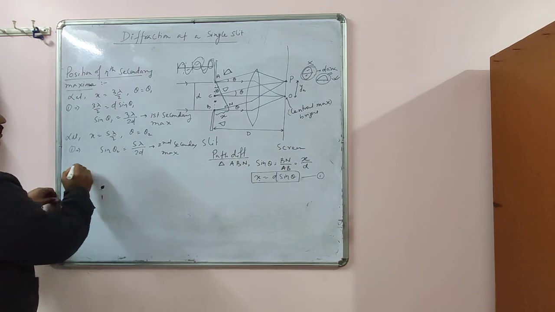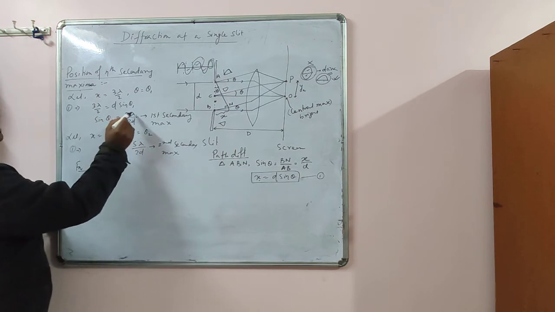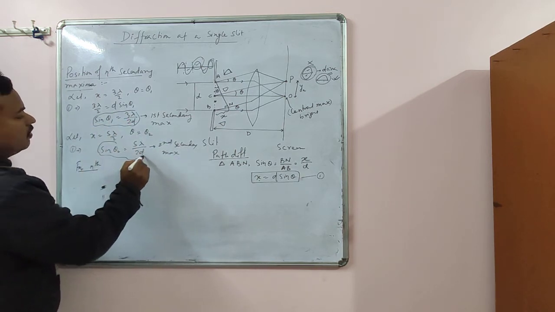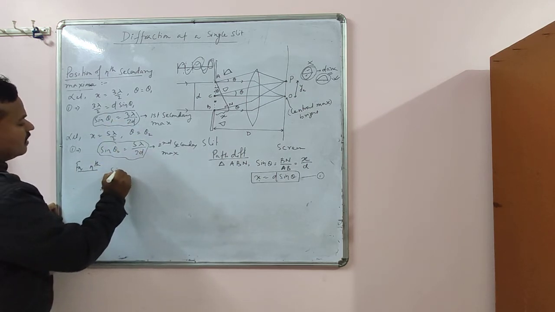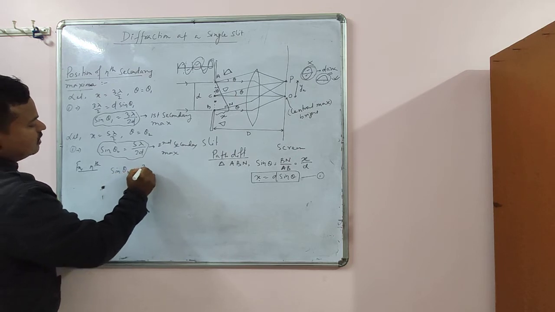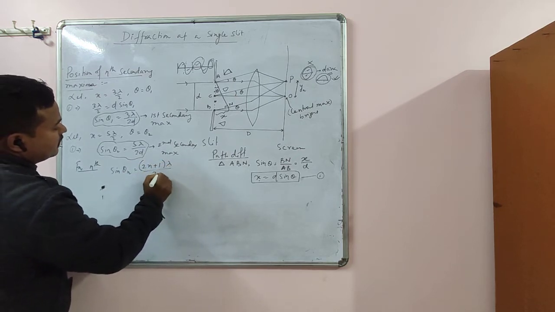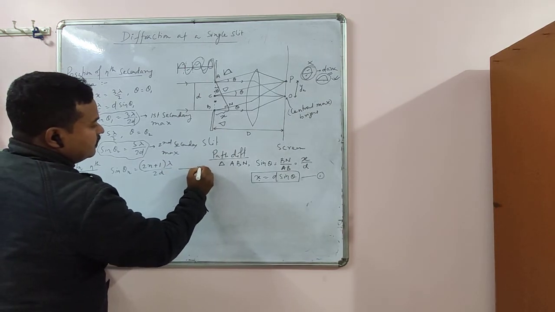Right. So this way, in general, for nth, what will be that? You see, sin theta 1 is 3 lambda by 2d, sin theta 2 is 5 lambda by 2d. That means it is odd multiples. For nth, you can write sin theta n, it will be (2n plus 1) lambda by 2d. So this is for nth. Okay?